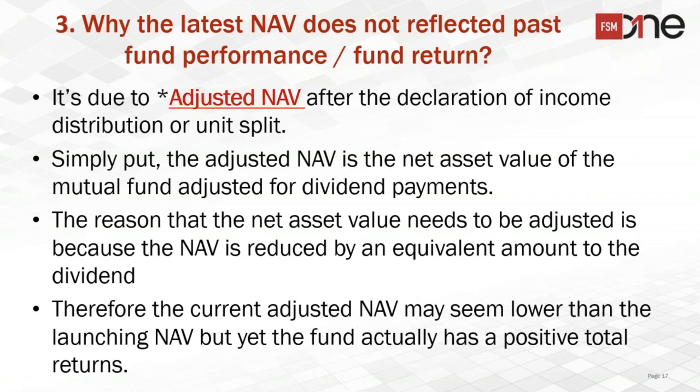The reason why the net asset value needs to be adjusted is because the NAV is reduced by an equivalent amount to the dividends. That's the reason why for some funds, the current adjusted NAV might seem lower than the launch NAV, but yet the fund actually has a positive total return.